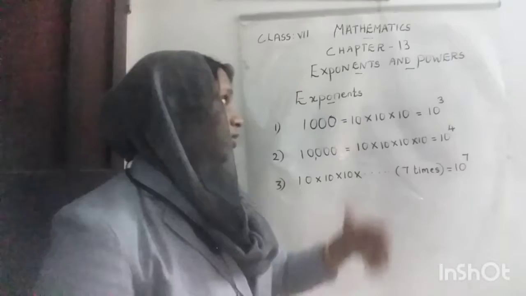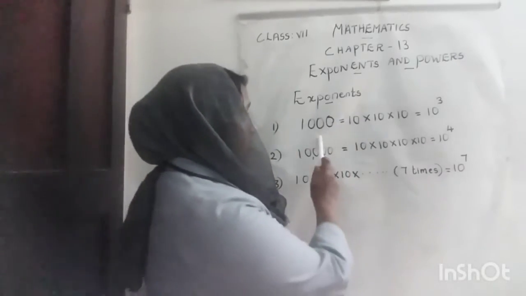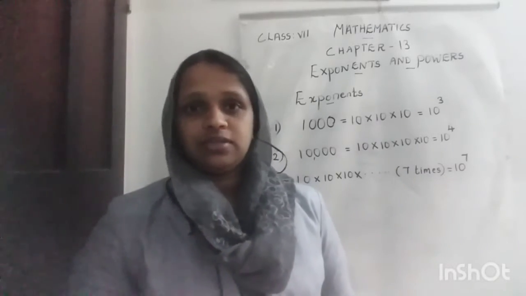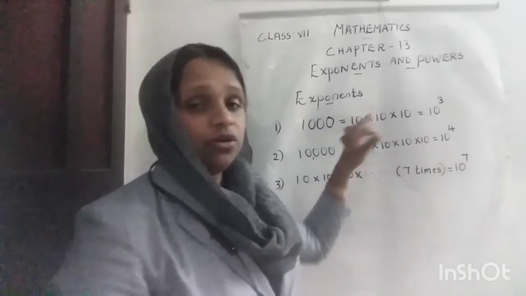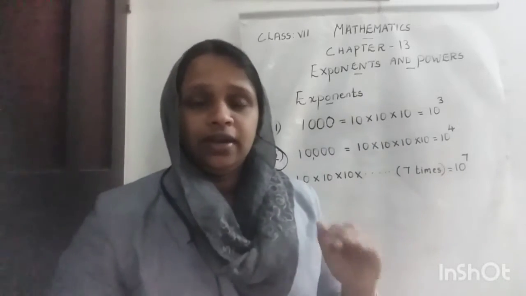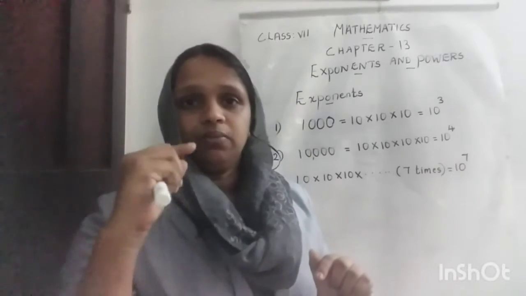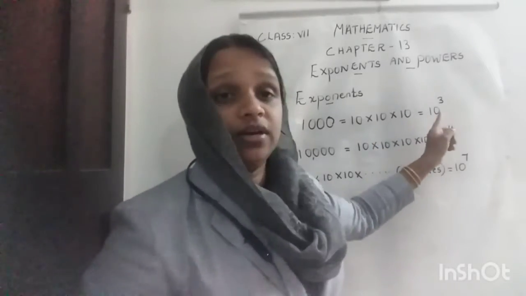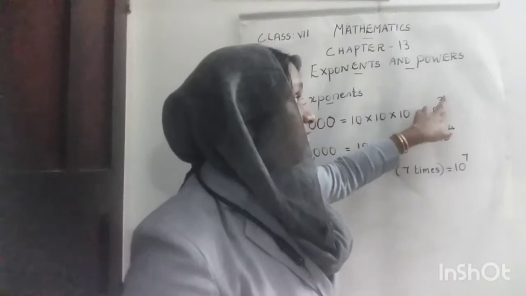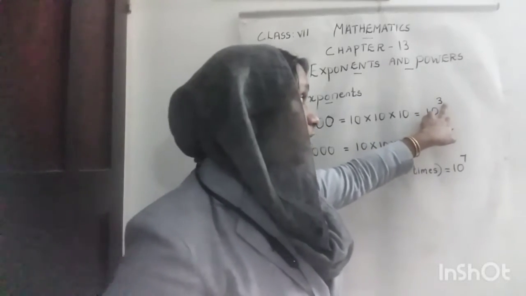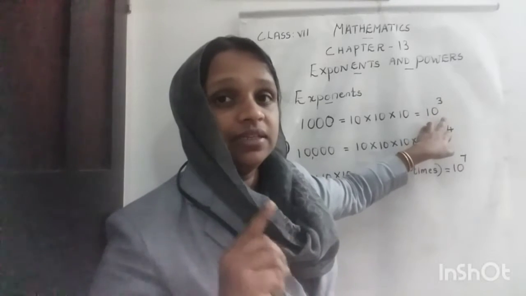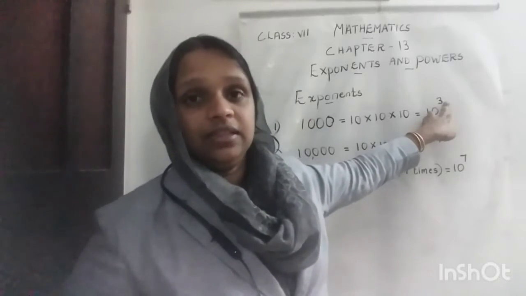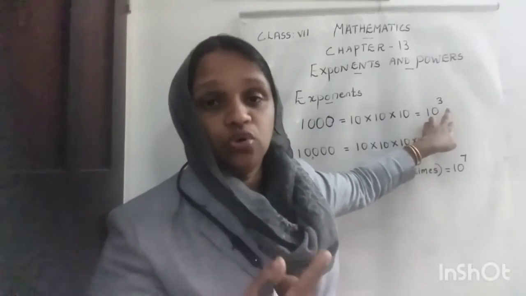Okay, so here we know thousand. Through examples we can discuss what is meant by exponents. Thousand we know is 10 into 10 into 10, the same number multiplied 3 times. 10 multiplied 3 times, that is 10 into 10 into 10. We can write it as 10 raised to 3. That means 10 repeated 3 times, so we write 10 raised to 3, and we read it like that.